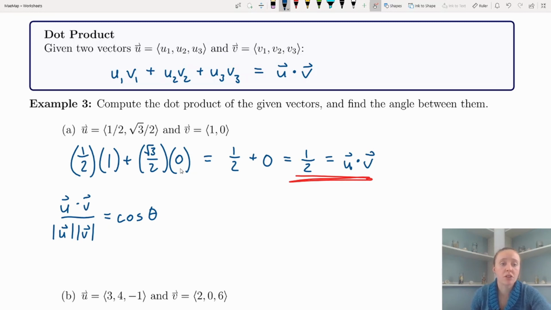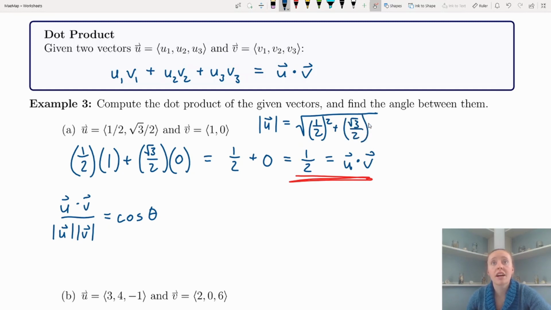So let's go ahead and calculate those magnitudes. Well, the magnitude of u is going to be the square root of 1/2 that quantity squared plus the square root of 3 over 2 that quantity squared, which is going to be 1/2 squared is 1/4 plus square root of 3 over 2 squared is going to be 3 over 4. And that's going to be the square root of 1/4 plus 3/4 will be the square root of 1, which is equal to 1. So I know that my magnitude of u is 1.